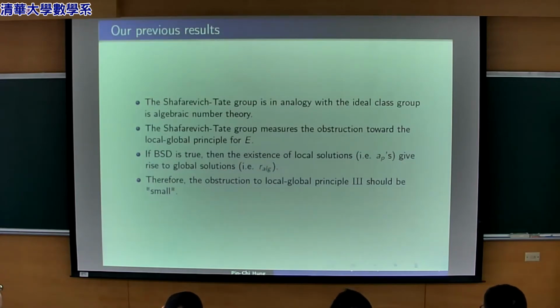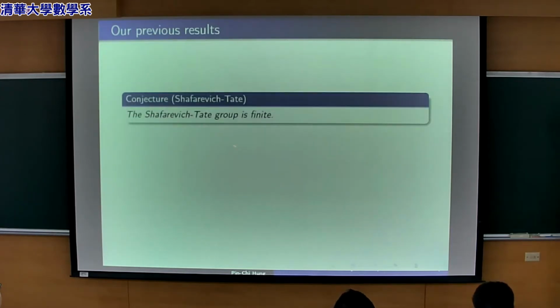So if BSD is true, this obstruction has to be very small. Then BSD is possible. If the obstruction is very large, then BSD is not possible, right? So this group is conjectured to be very small. Okay, so that's the conjecture. This group is finite. Small means finite in this situation.